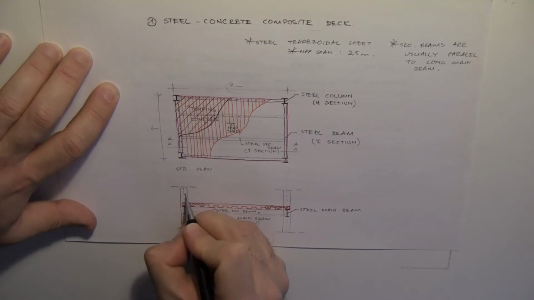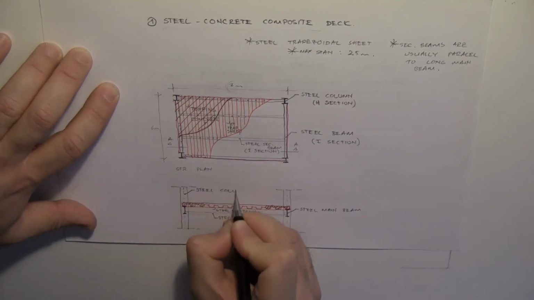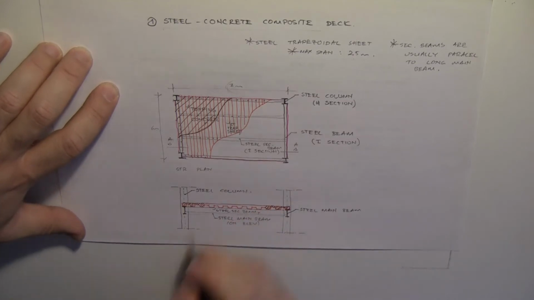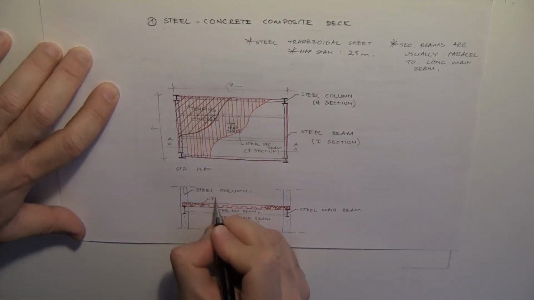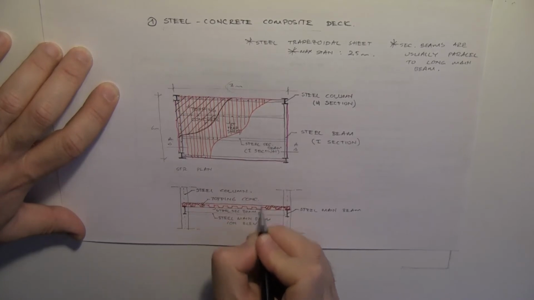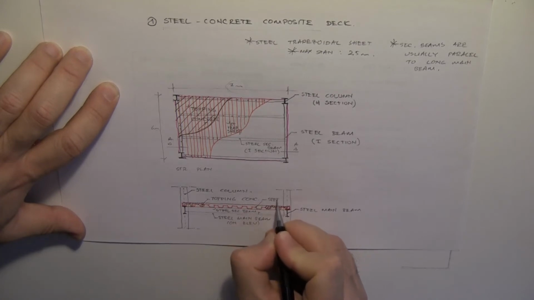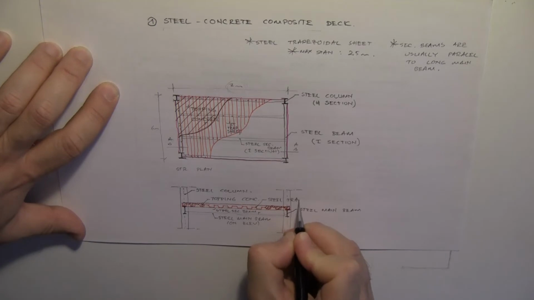Okay, what about this thing here? That is the steel column. Okay, and what about this thing here? That is the topping concrete. And the orange thing, let's put an arrow here, and that is the steel trapezoidal sheet.